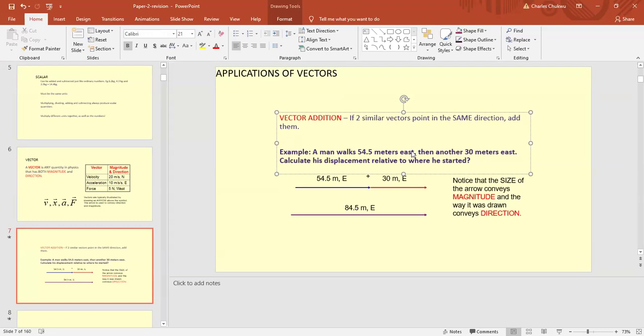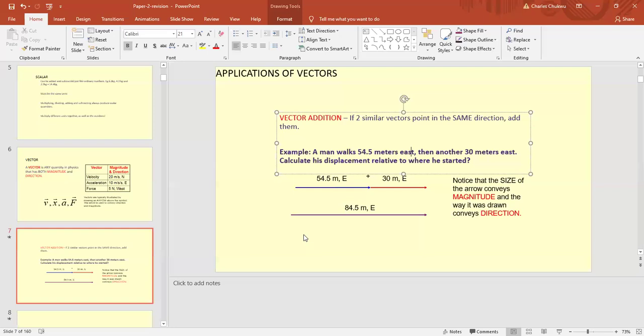So that is displacement. Then they now said another 30 meters east again. Calculate his displacement relative to where he started. Well, it's just easy. Just add them up, right? And then it will definitely be in the east direction because they are going in the same direction.